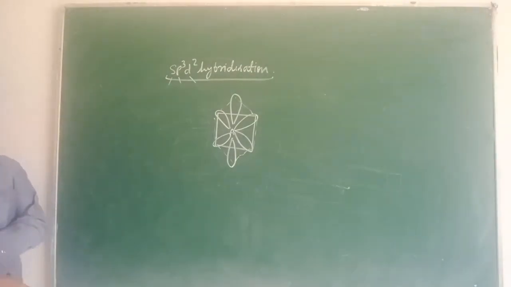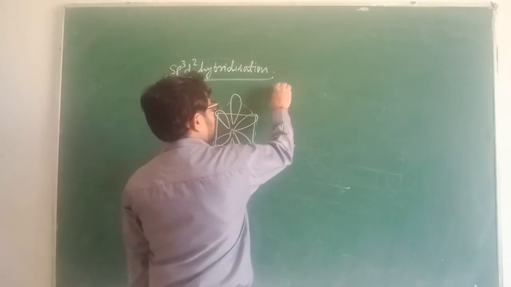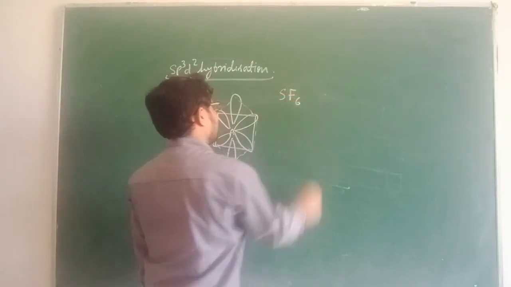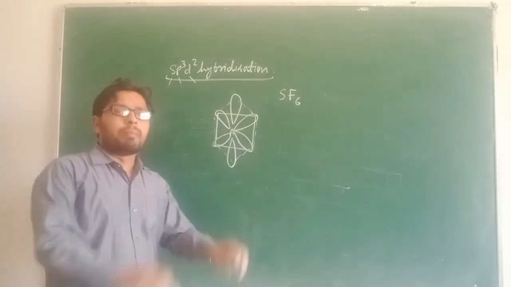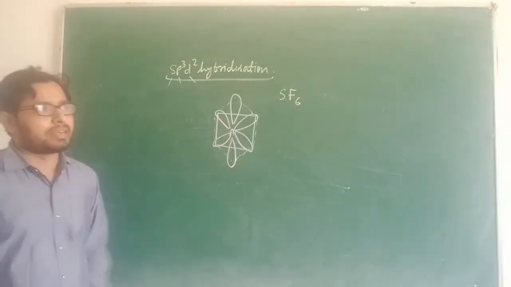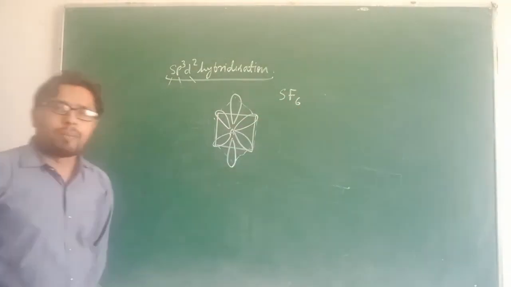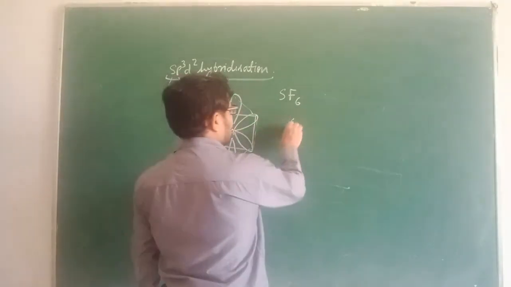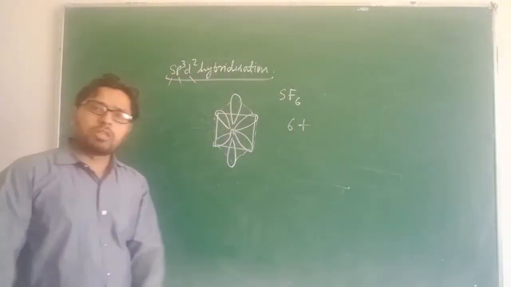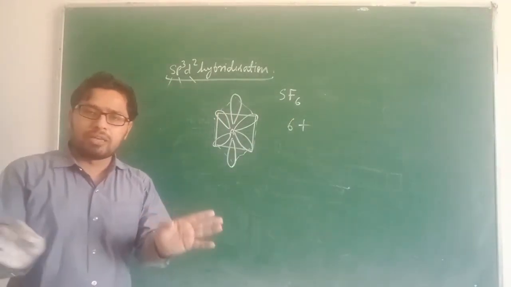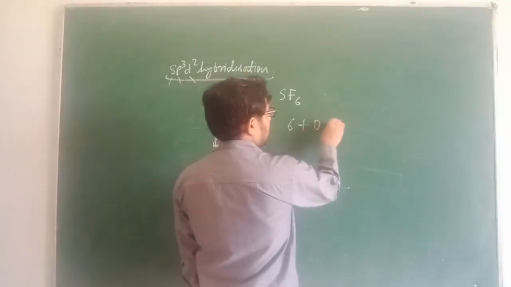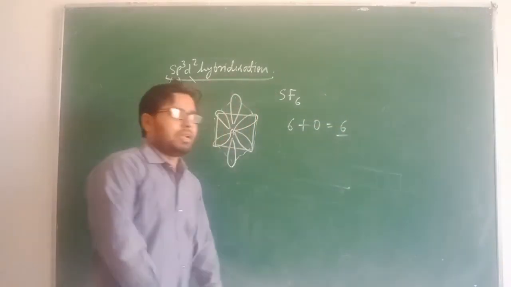Now the example is SF6. So our example is SF6. Same, I am coming to the formula. The number of atoms which are attached with the central atom. The central atom is sulfur. How many atoms are attached? That is 6. Sulfur contains 6 electrons in its outermost shell. All 6 electrons are bonded with fluorine. So lone pair is 0. So 6 plus 0, this is coming 6. And the total is coming 6.